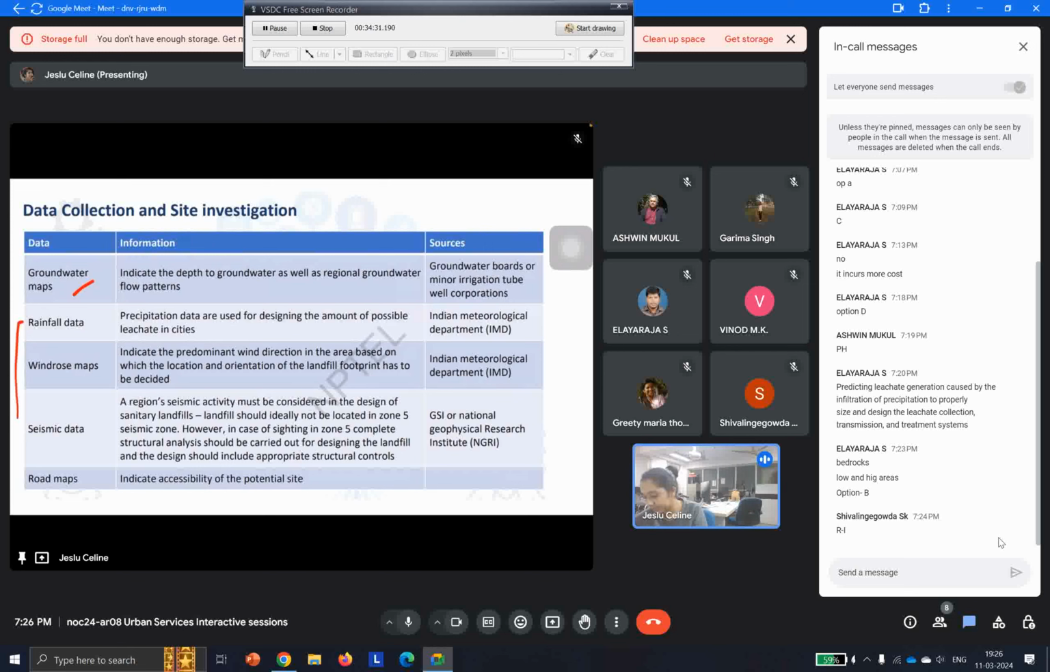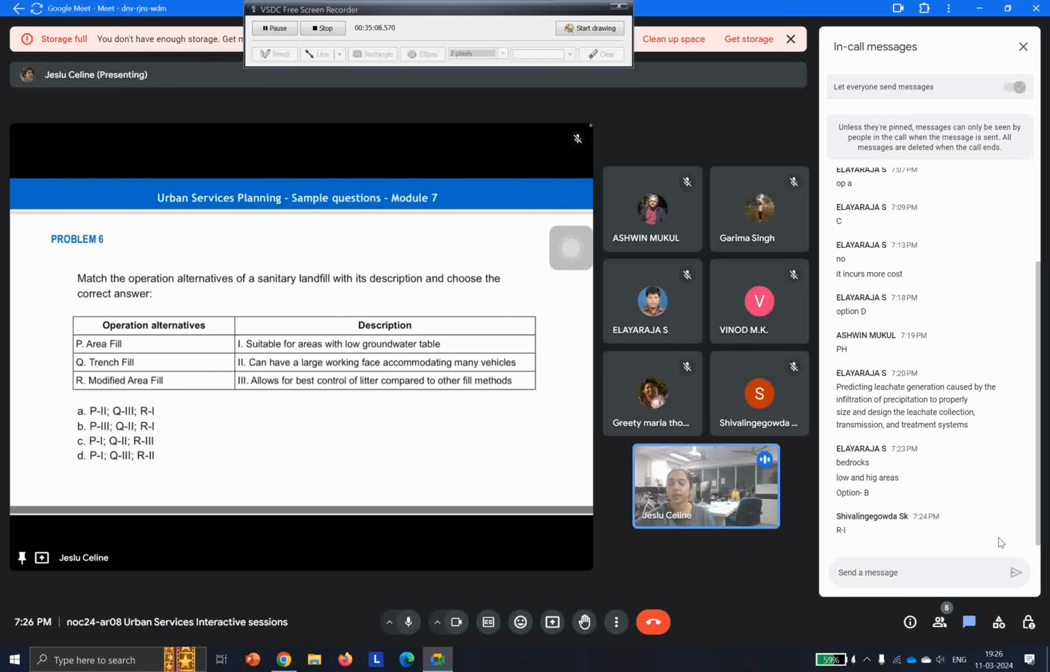We also look into data like rainfall data and wind rose maps. It's called a rose because we have different directions, showing how much wind is coming from each direction. From the west we have this much wind, from the north this much wind. So it gives us both the speed and the direction of wind, and that helps in planning how the landfill needs to be laid out. So we have wind rose maps for the predominant wind direction, then seismic data and road maps. Let's proceed to the next question.